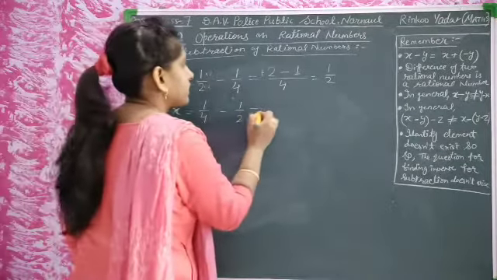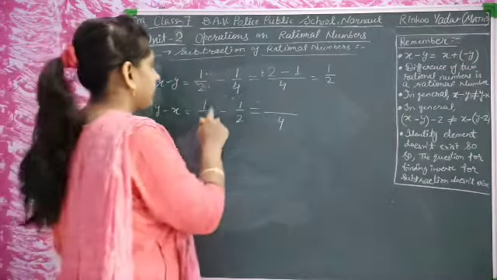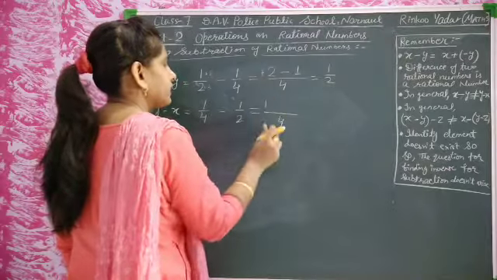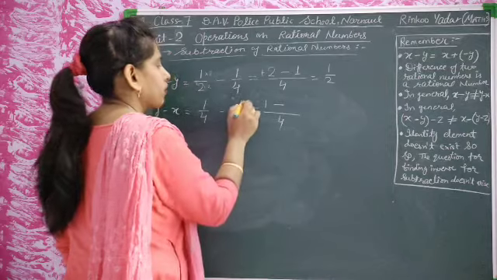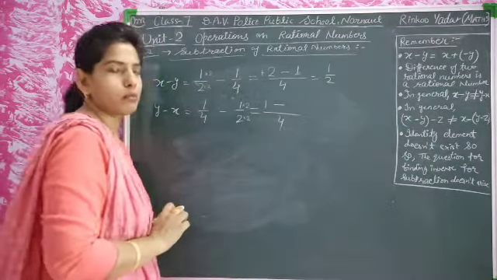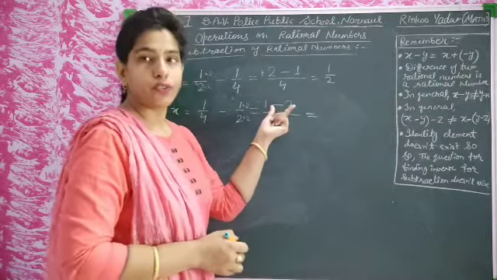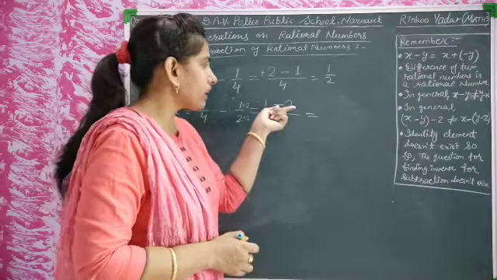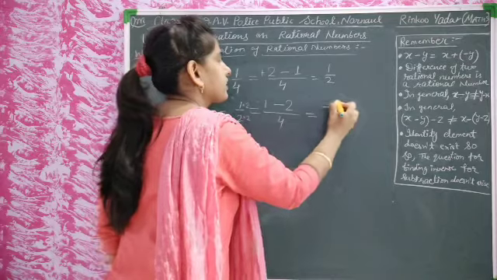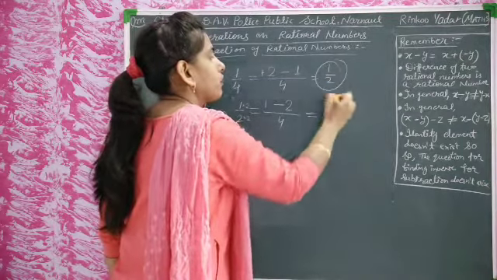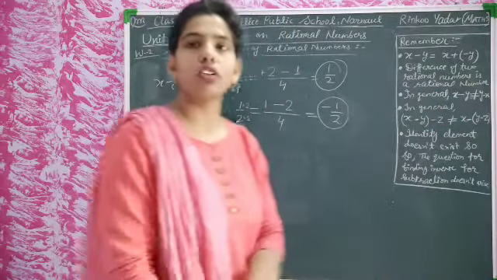Now we will solve the other one. The LCM is also 4 here. The 1 is as it is because the denominator is the same, and minus 1 by 2 is multiplied by 2 to become 4, so the numerator is also multiplied by 2 and becomes 2. Both have different signs, so we take the difference, but the greater number has a negative sign, so the answer is minus 1 by 4. But both values are not equal. It means this property is not satisfied here.